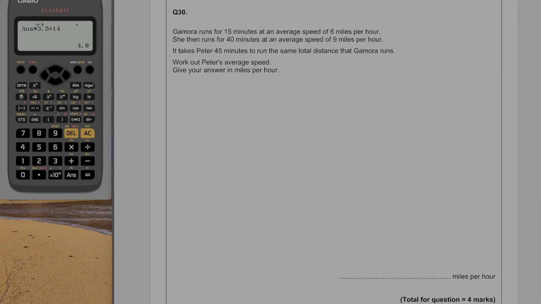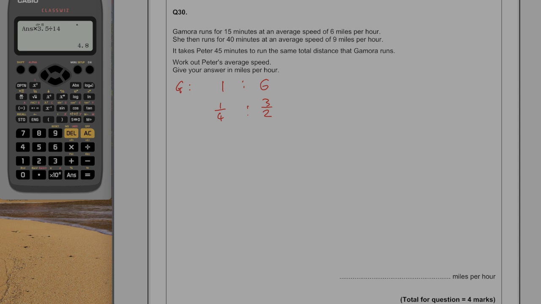So we're going to work out, if we start with Gamora, so 15 minutes at a speed of 6 miles an hour. Well, 15 minutes is a quarter of an hour. Sorry, no. She's running at a speed of, in 1 hour, she would run 6 miles. So we want to work out in a quarter of an hour, she would run 3/2 of a mile. So 1.5 miles.